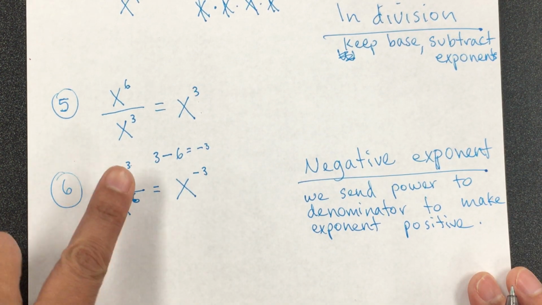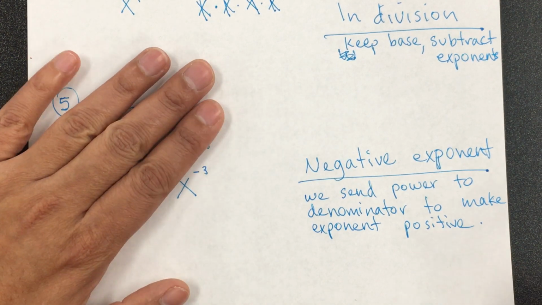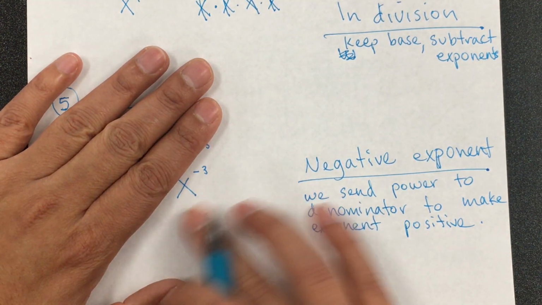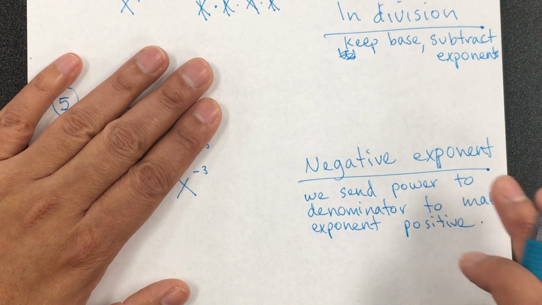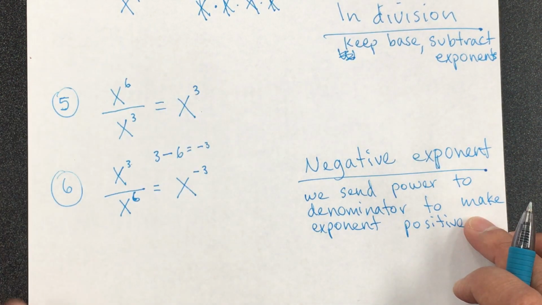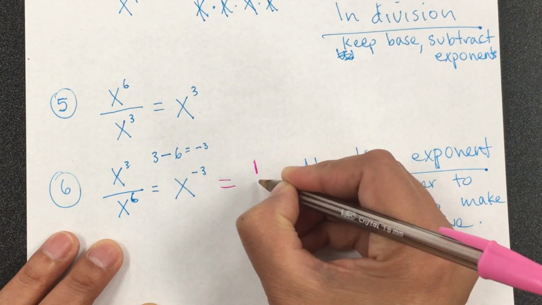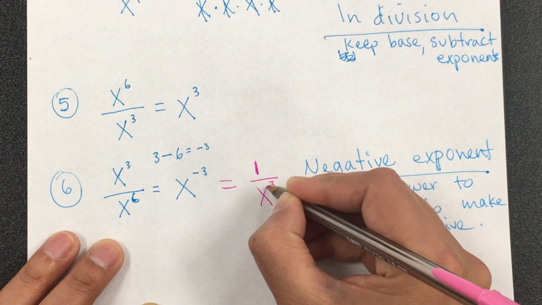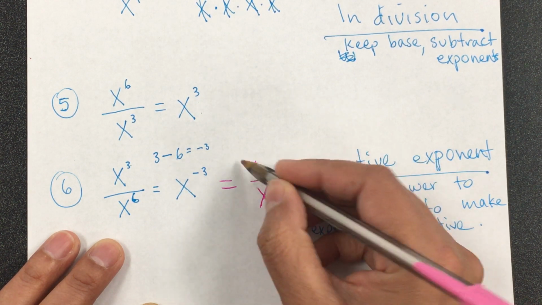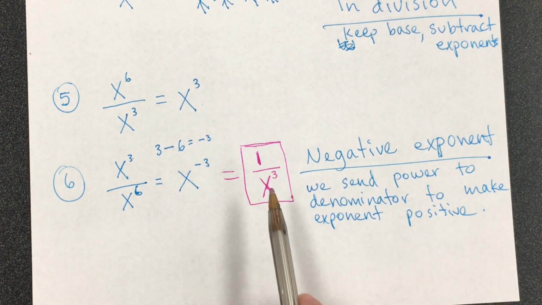And when we get an answer from something, or even if they just say simplify this, then you have to do that, okay? Make it into a positive exponent. And so the answer will be 1 over x to the positive 3. Now let me show you in pink why that is so.